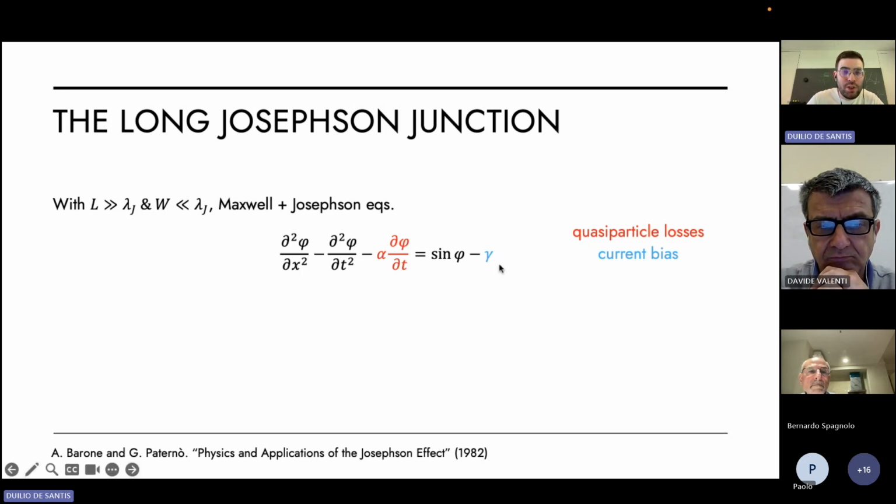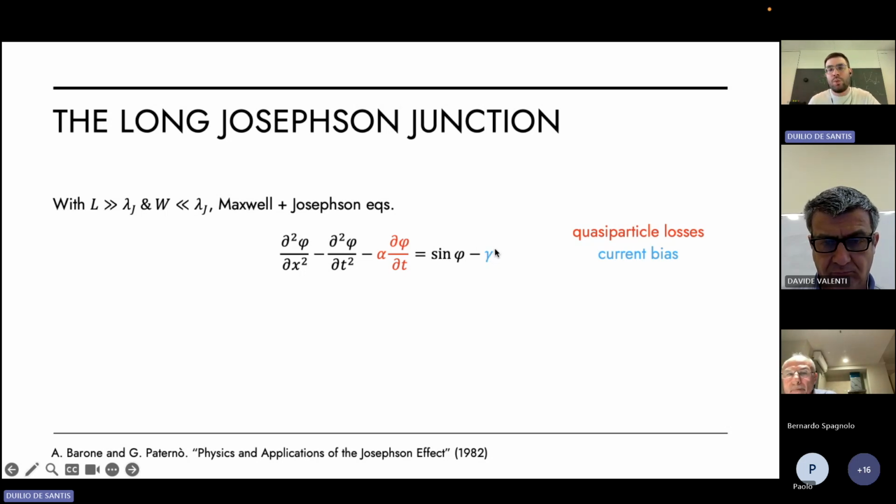And this partial differential equation turns out to be the sine-Gordon equation. In particular, as I was mentioning before, in real physical systems, we typically have additional terms. The red one, for example, is some dissipation, and the blue one is some external force, which would be essentially an electrical bias in this case.